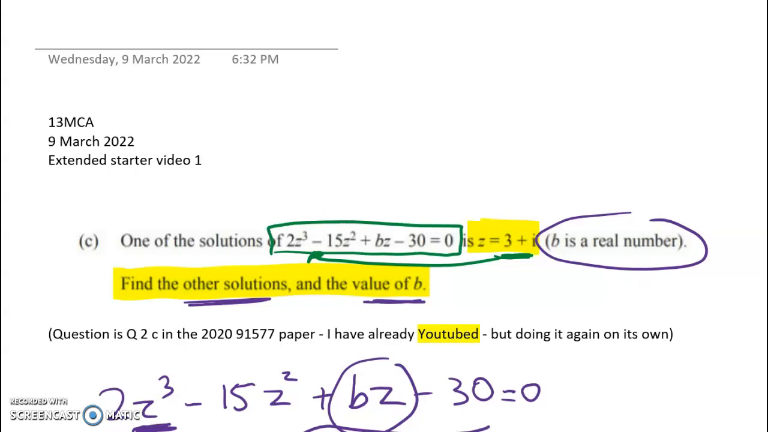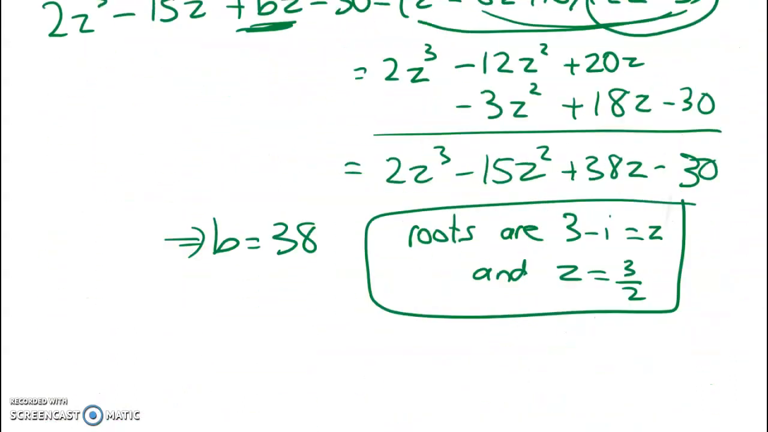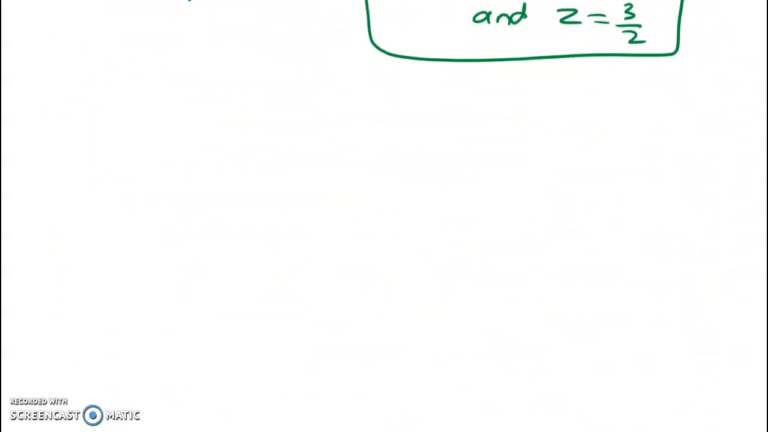So what I can do with this is substitute in 3 plus i, and I'm going to get a tricky thing to expand, but then we can figure out b that way. But then we still have to factorize, and we end up getting b. So I'm going to do this method. Please watch it, because it may come in handy in another yucky question.